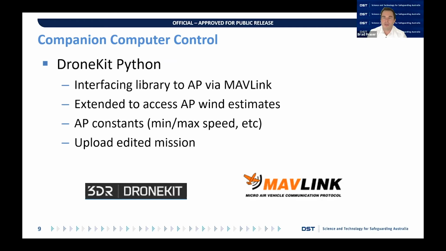In our experimentation, we used the DroneKit Python library, which is an interfacing library to the autopilot, again using MAVLink commands. It was provided and maintained by 3D Robotics. The DroneKit library allows us to access wind speed conditions. However, we needed to extend the library to access the wind messages that the autopilot produces, noting that DroneKit was originally developed for the control of rotary wing drone type aircraft, which typically don't measure wind speed. We can also use the interfacing library to access autopilot constants, such as the minimum and maximum airspeeds of the aircraft. And we use it to upload the edited missions, which contain the injected waypoint.